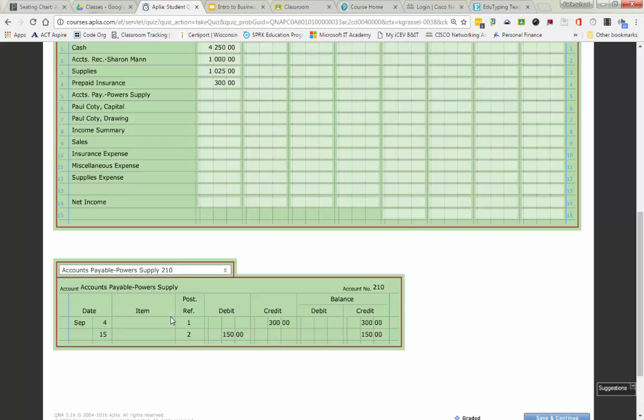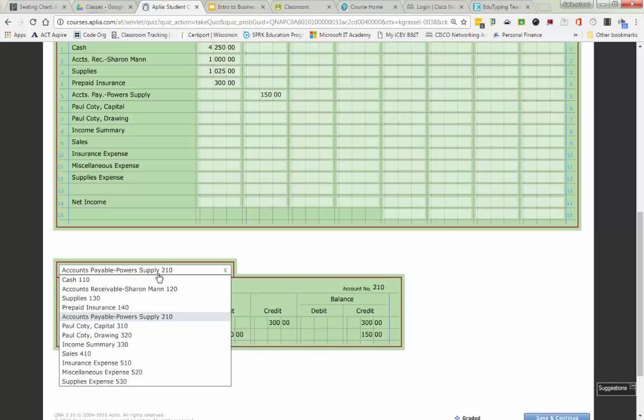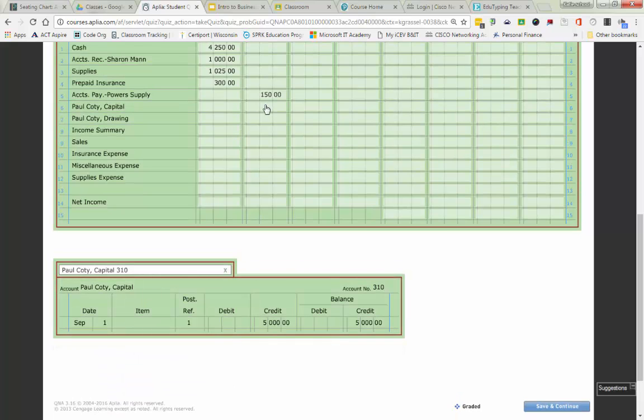Accounts payable power supply is a liability. It looks like its balance is done correctly as a credit for 150. Paul Cody Capital has a credit balance of 5,000.